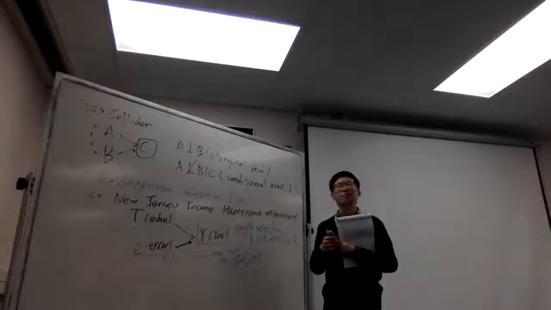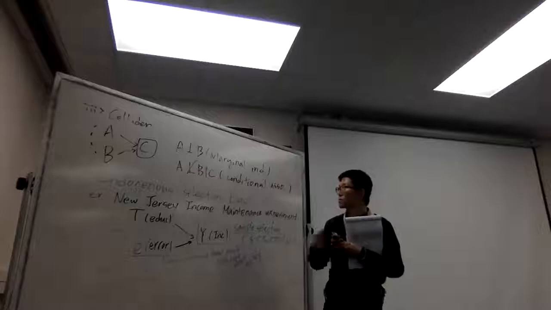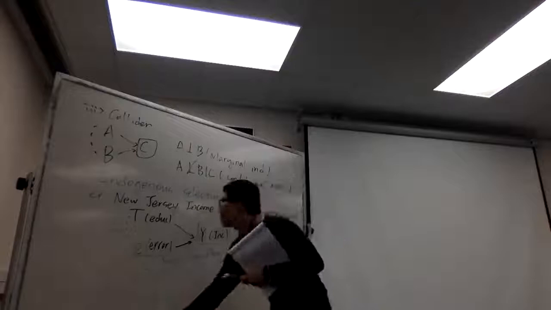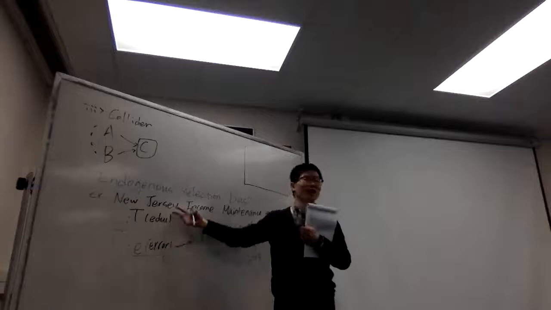And for collider issues, others matter. I mean, if arrows come from both A and B to C. Yeah, only this one. I'll explain that with the example. Because even though they are not really related to each other.